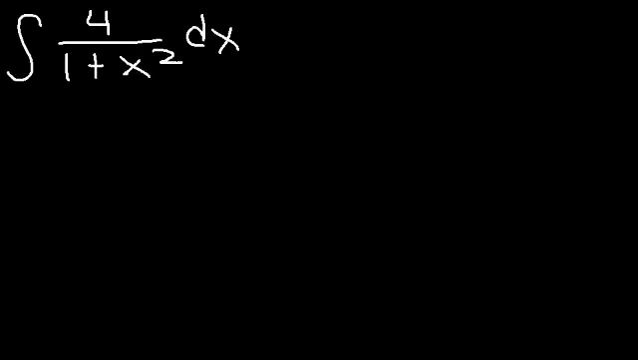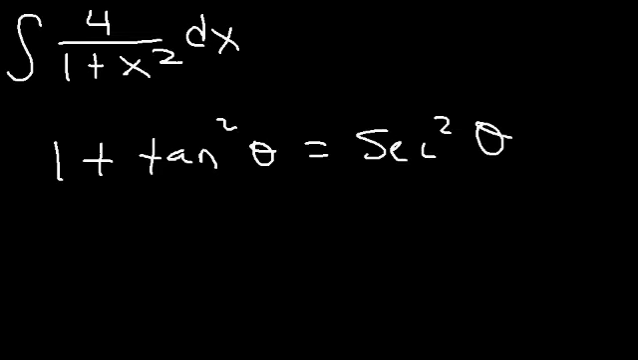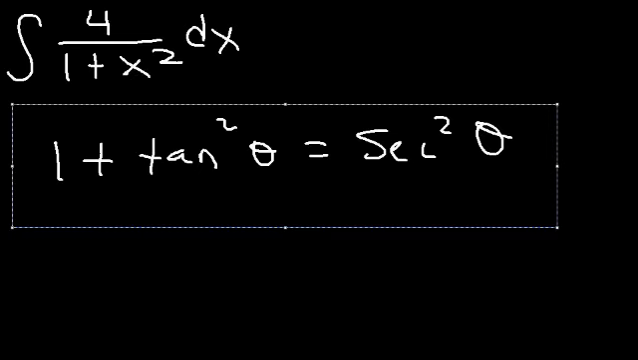Let's try this problem. What is the antiderivative of 4 divided by 1 plus x squared dx? Now in this problem, we can't really use substitution, and we can't use integration by parts. So what can we do here? Now another technique that you can use is trigonometric substitution. It helps to know that 1 plus tangent squared is equal to secant squared. So notice the expression 1 plus x squared.